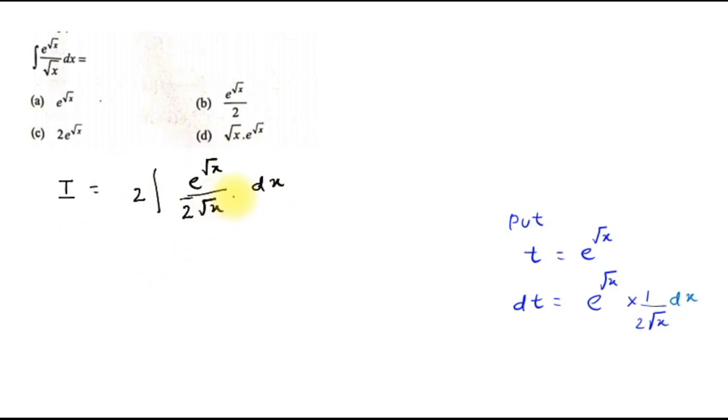Now since we assume that t is equal to e to the power root x, this part e to the power root x divided by 2 root x into dx becomes dt. So this integration can be written as integration of 2 dt, and after integrating we get 2t plus integration constant c. Returning to the value of t, we get I is equal to 2 into e to the power root x plus integration constant c. So if we look at the options, C is the correct one.